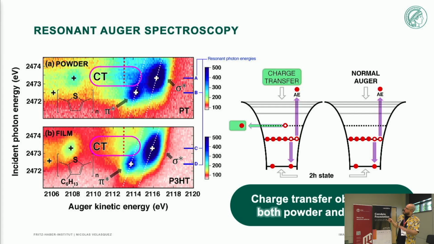And here we have the powder, the disordered sample, and here we have the much more ordered sample. These diagonal lines are to highlight the dispersive behavior of the OJ lines, meaning that we are indeed under Raman conditions. And now I want you to direct your eyes to this stadium purple shape here, where you are seeing intensity on the lower kinetic energy side of the resonant Raman channel. So what you are seeing here is charge transfer taking place in both samples.